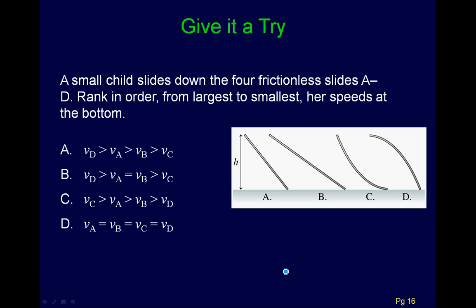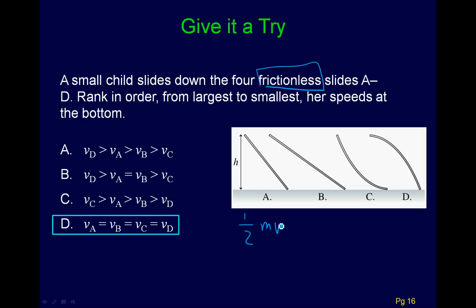So here we go. Give it a try problem. We have someone sliding down 4 frictionless slides. Rank in order from largest to smallest her speeds at the bottom. Okay, so this is a trick. One thing about the conservation of mechanical energy: since it's frictionless, the only thing acting on this person going down the slide is going to be gravity.